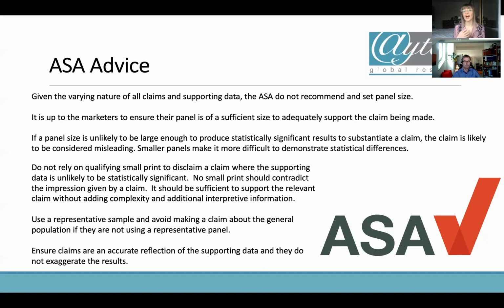We don't ever add any complexity as well, which I thought was a really good thing about it, and how people have to interpret the information. What they see is what they should get. That's always the case with advertising claims.